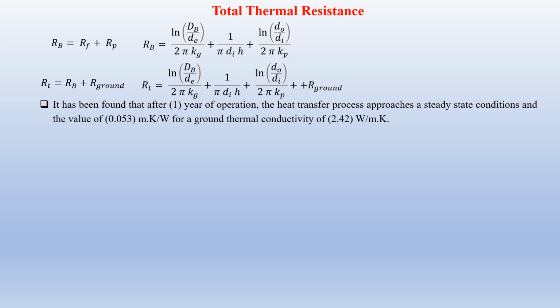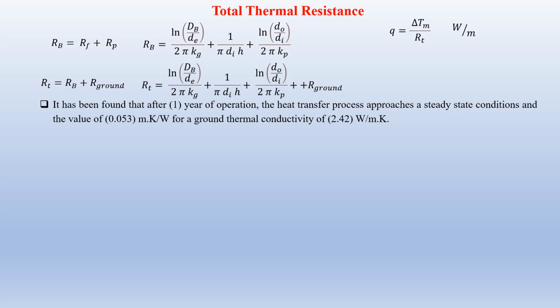It has been found from some research that after 1 year of operation for the borehole heat exchanger, the ground will approach steady state conditions, and the specific thermal resistance of the soil or the ground will be equal to 0.053 meter Kelvin per watt when the thermal conductivity of the soil was 2.42 watt per meter Kelvin.